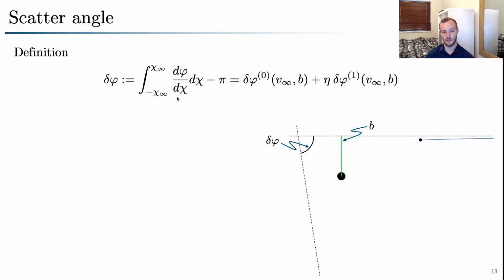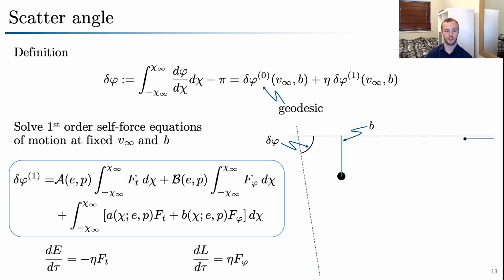The scatter angle is defined as the total accumulated azimuth angle minus pi, displayed here pictorially, and we can expand this in terms of the mass ratio. So here we have the 0th order, which is just the geodesic value, which we know analytically, and then here we have the first order correction. To get this, we can solve the first order self-force equations of motion for fixed velocity at infinity and impact parameter, and we use these as fixed as they are invariant, as they are both defined at infinity.